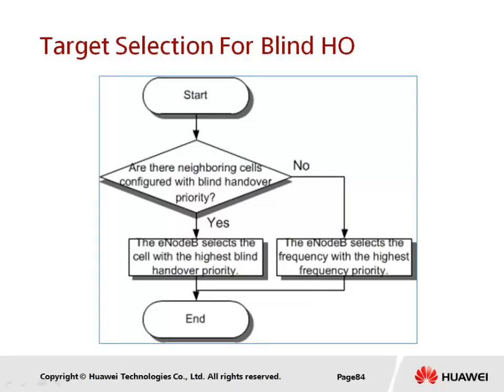And the eNodeB proceeds by selecting the cells which are suitable for the blind handover, starting with: is there any neighboring cell with blind handover priority defined? If yes, then the neighbor cell with the blind handover priority defined will be selected for blind handover. If there is no neighboring cell configured with blind handover priority, then the eNodeB selects the frequency with the highest frequency priority. Then a redirection will be performed, where the redirection information only carries frequency information.